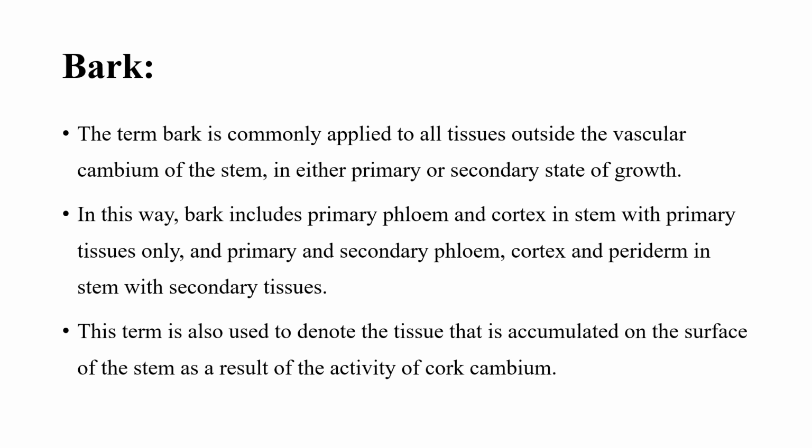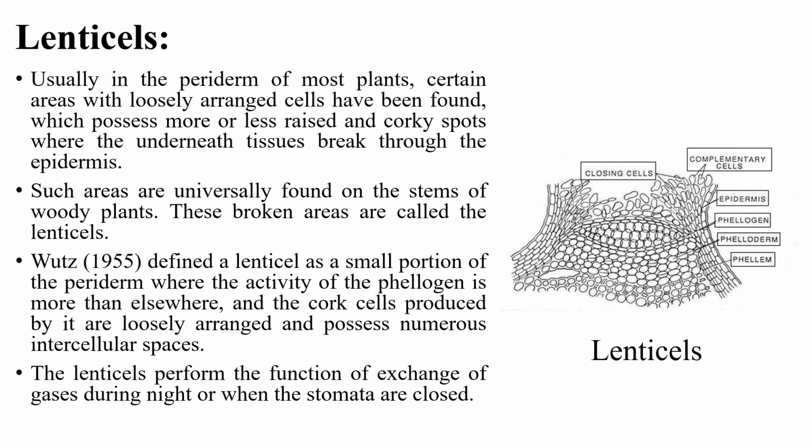In this way, bark includes primary phloem and cortex in a stem with primary tissues only, and primary and secondary phloem, cortex and periderm in a stem with secondary tissues. So the next is, what is a lenticel?